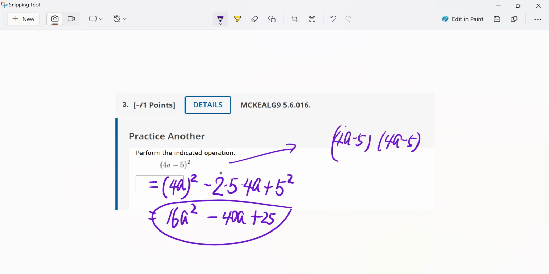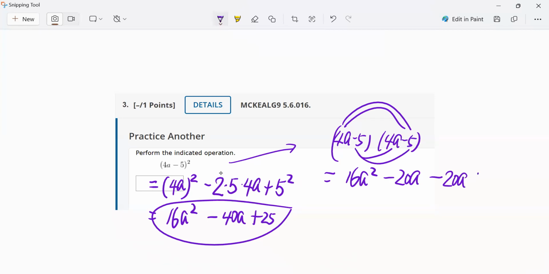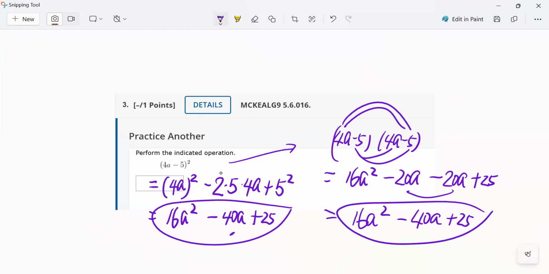If you FOIL this, we will do 4a times 4a. That's how we get 4a squared: 4a times 4a is 16a squared. 4a times negative 5 is minus 20a, and negative 5 times 4a is minus 20a. Negative 5 times negative 5 is 25. You combine the middle two terms, and that's why we get two times, because the middle two always double. We get 16a squared minus 40a plus 25. Okay. Any questions about this?